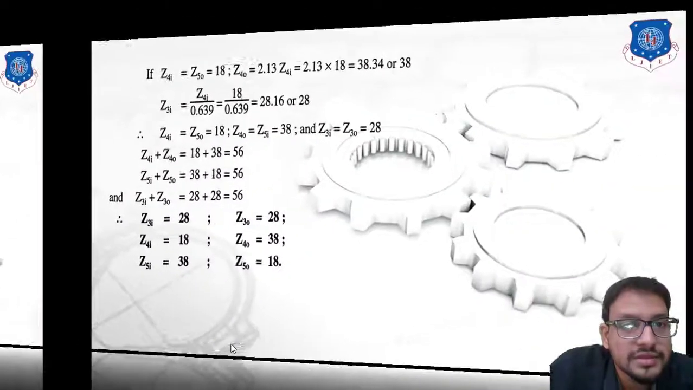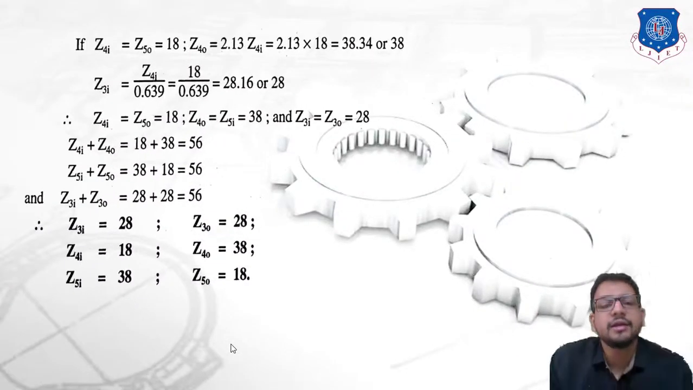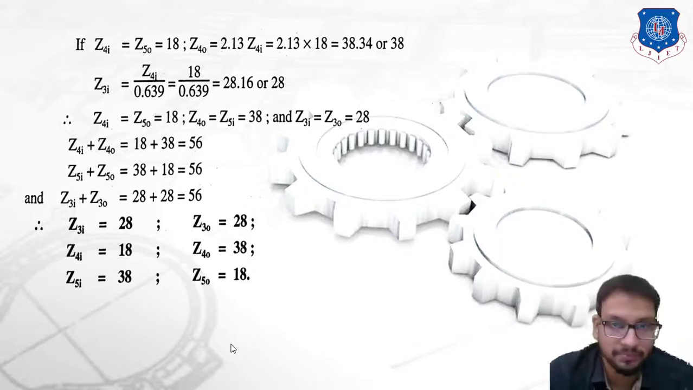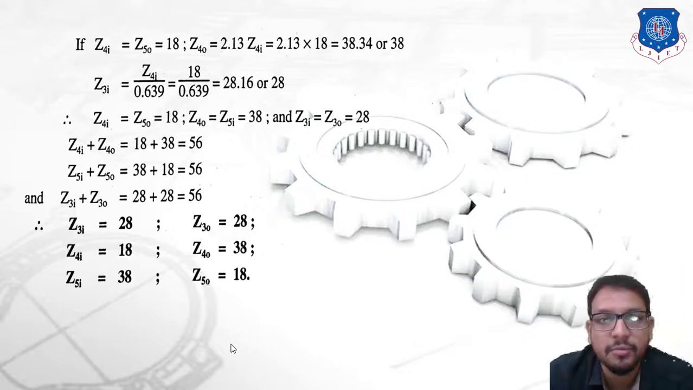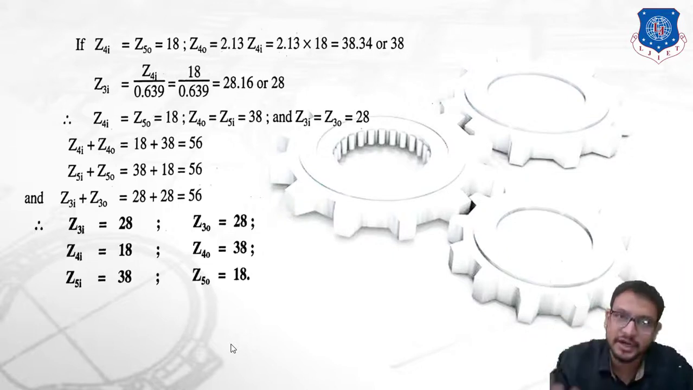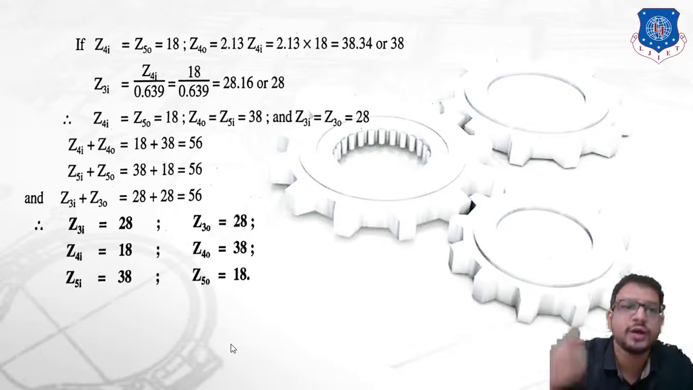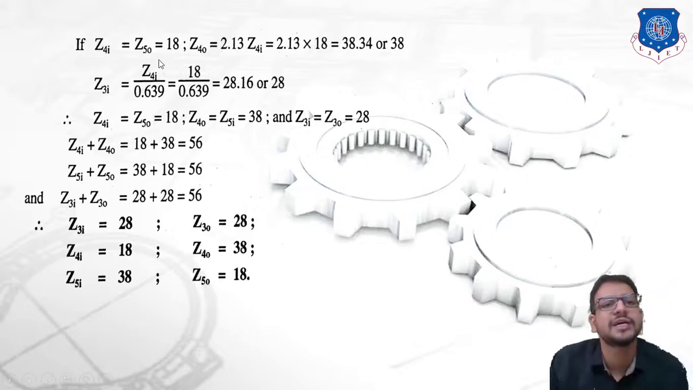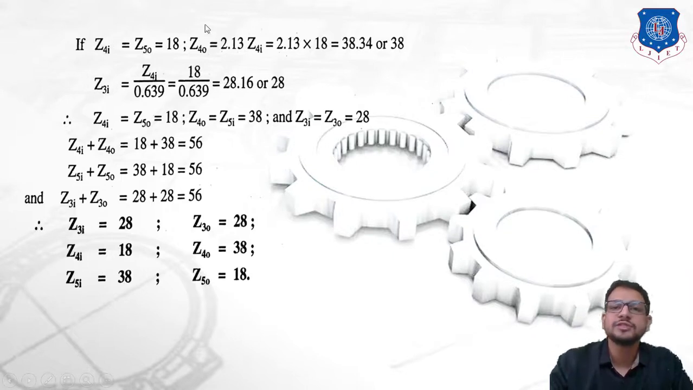From this we need to keep in mind that the initial number of teeth, that is of the smaller size, will always be 18. Remember, 18 is the minimum number of teeth we need to keep. You can keep a higher value, you can even assume 21, 22, but minimum you have to assume 18. So over here I have taken Z4i is equal to Z5o is equal to 18. Corresponding to that, we can use this relation and we get 38 for Z4o.